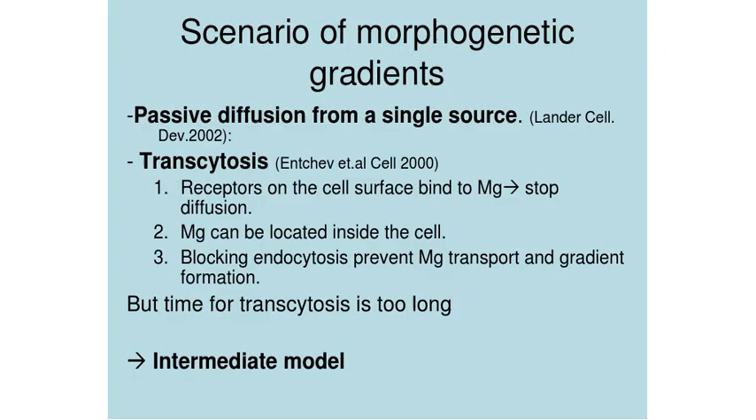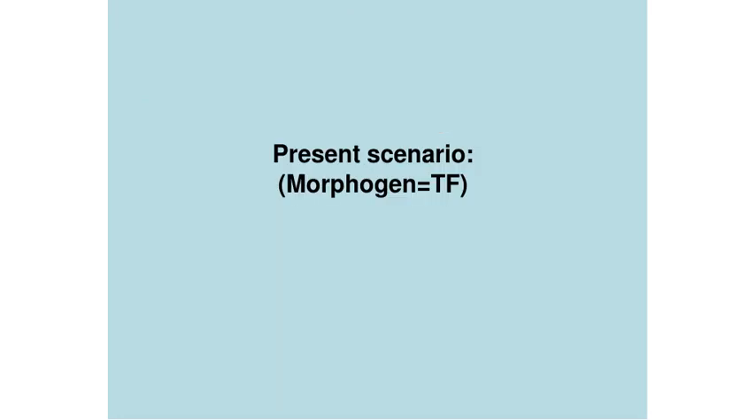So now the scenario of morphogenetic gradients. So we have seen that it can be achieved by passive diffusion, by this transcytosis, although there are drawbacks for this transcytosis, because it might take too long to take place. But this is a well-considered scenario. So let's go now to the mathematical model.